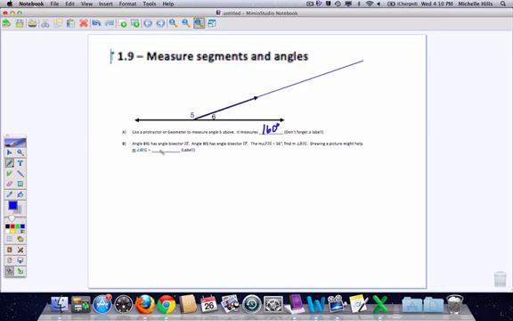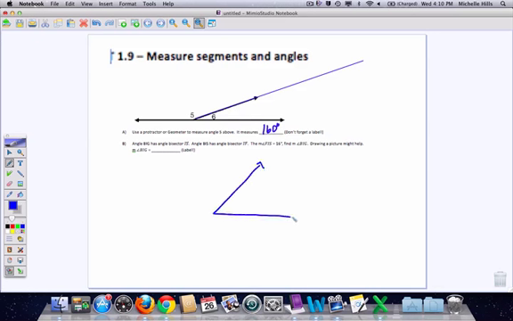Now, angle BIG has angle bisector IS, ray IS. Angle BIS has angle bisector that's ray IF. And it gives me all this stuff. Drawing a picture might help. Frankly, I need to draw a picture.